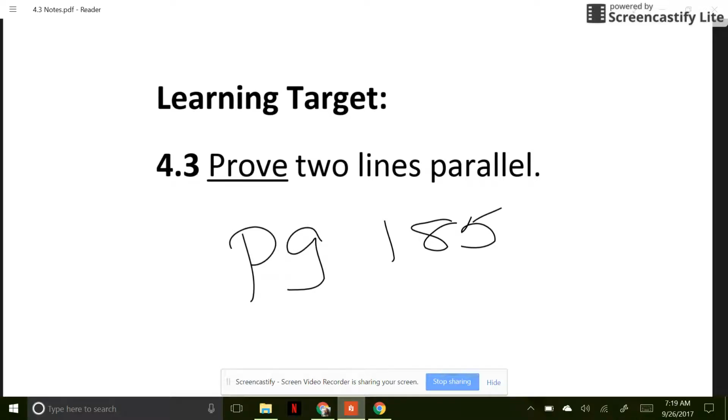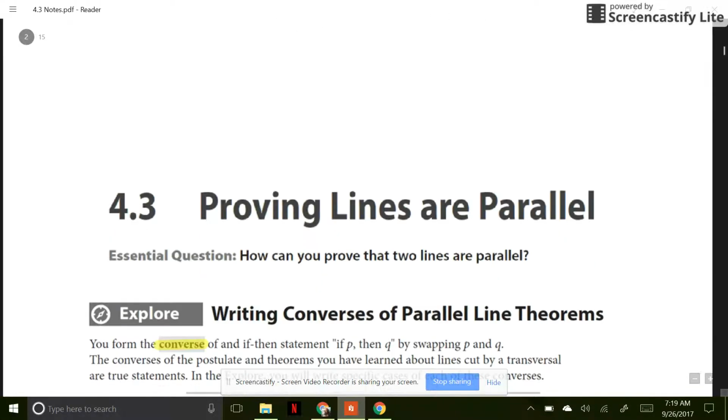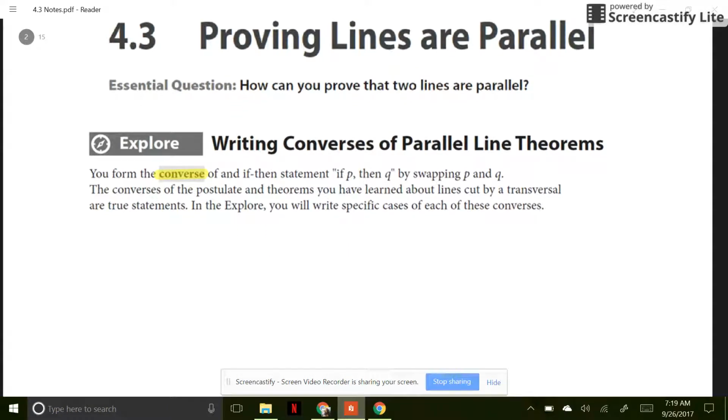So today we're looking at section 4.3. We're trying to prove that two lines are parallel. So we're going to be on page 185 as we get started. So we start by writing converses of the parallel line theorems that we talked about yesterday.